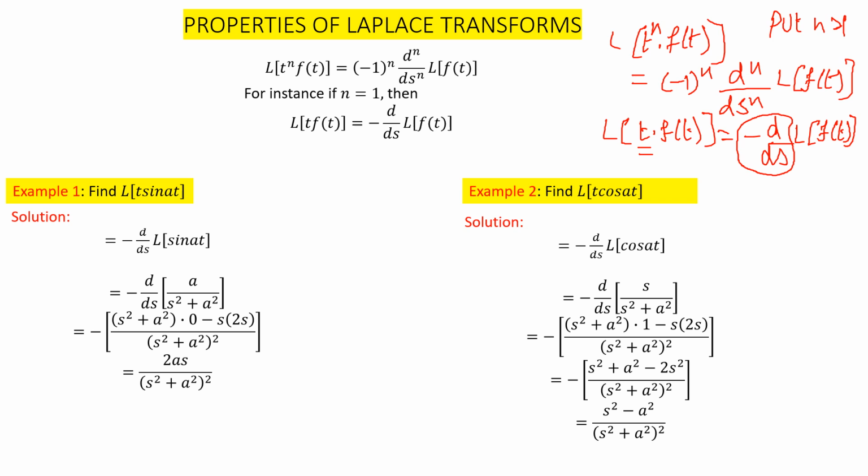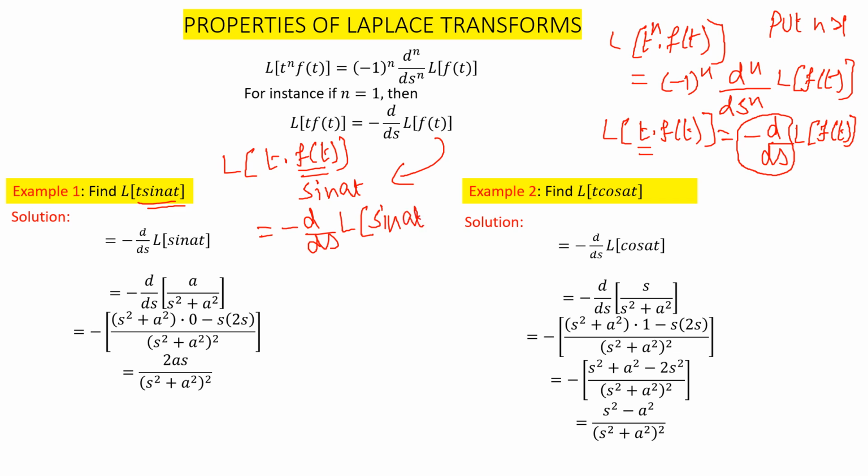First problem, find Laplace transform of t into sin at. So this is like L of t into f of t model. Here in place of f of t we have sin at. By applying this formula I will get minus d by ds L of f of t. Here f of t equal to sin at, so I will write L of sin at. Next step, we will write the formula of sin at. We know that L of sin at equals a by s squared plus a squared.